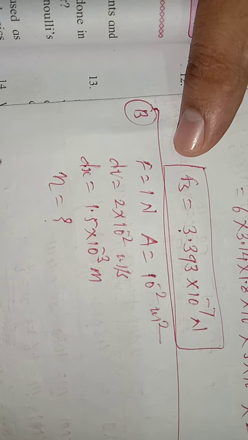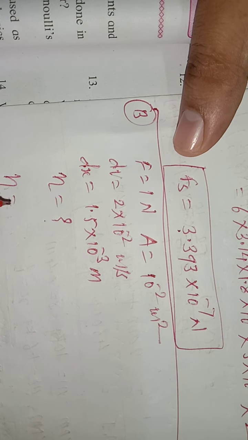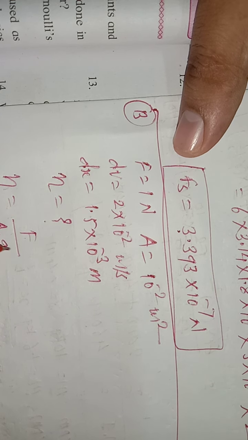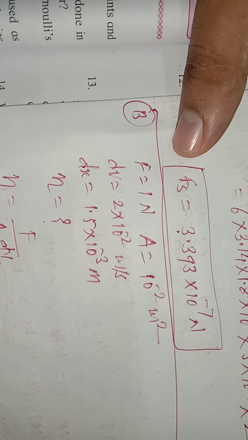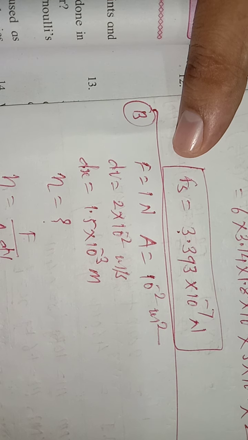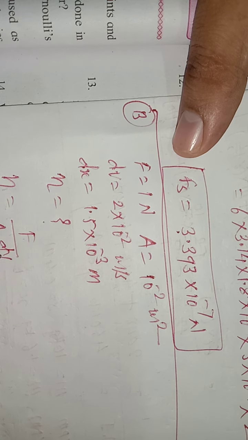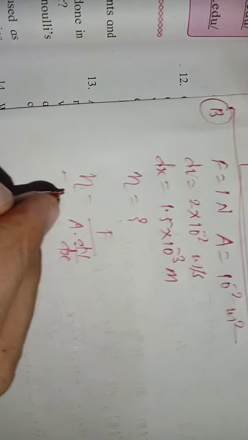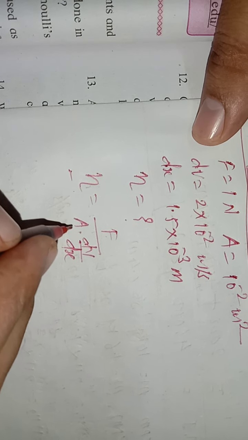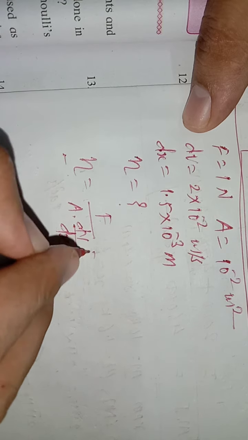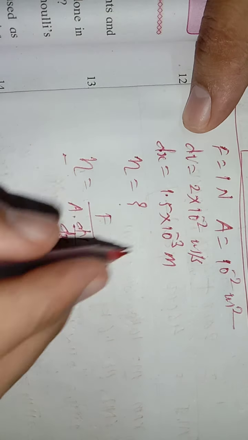The formula for eta: F is directly proportional to A into dv upon dx. So we can directly write the formula. Eta is equal to what? Eta is equal to F upon A into dv upon dx. Already all these magnitudes are given.